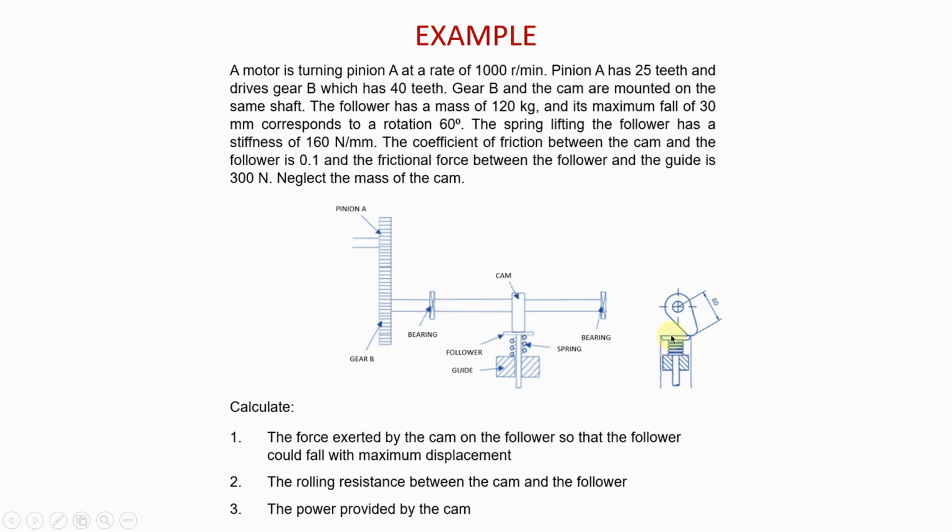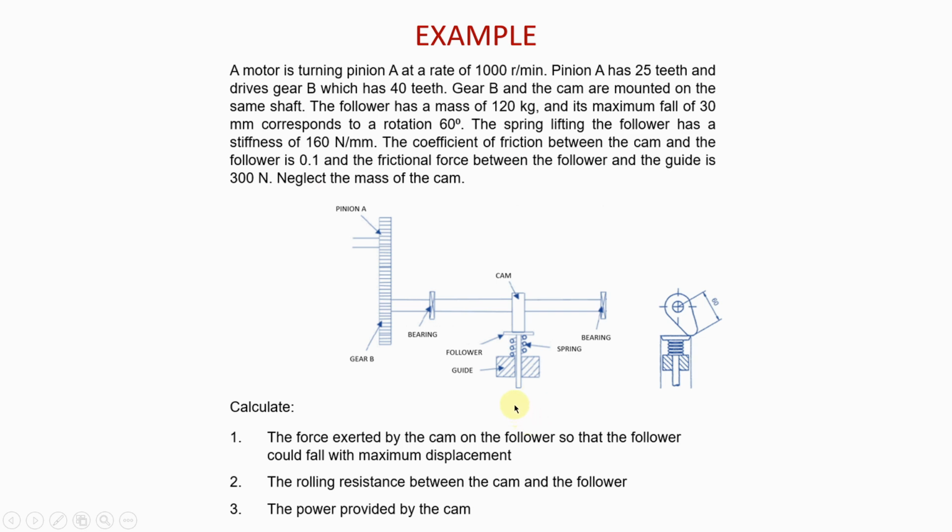And so the coefficient of friction between the cam and the follower is 0.1. So as they interact with each other, there is a coefficient of friction there of 0.1. And also you are told that the frictional force between the follower and the guide is 300 newtons. So you also have a friction force between the follower and the guide.